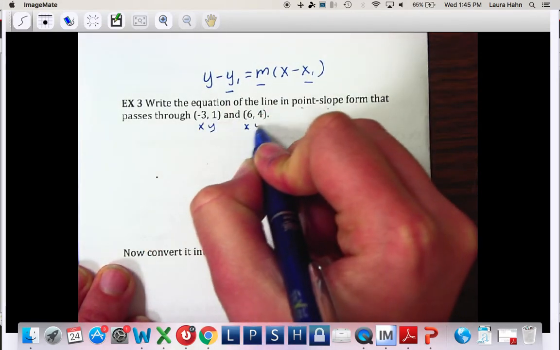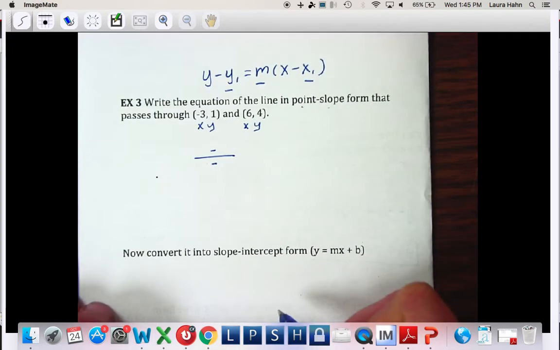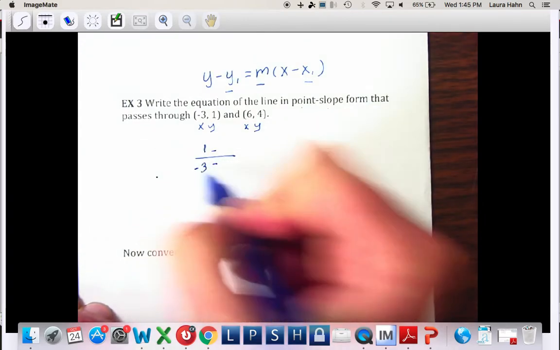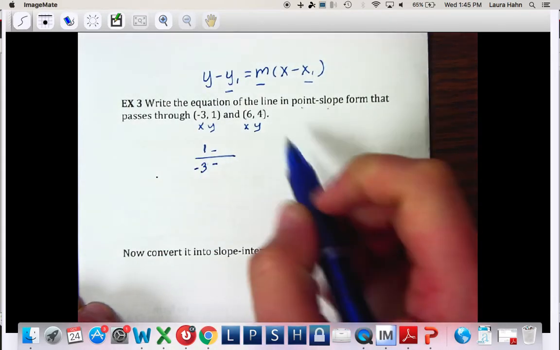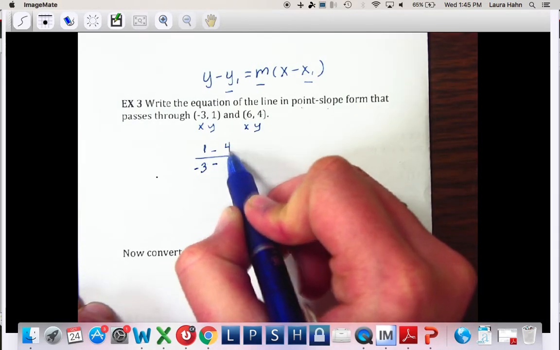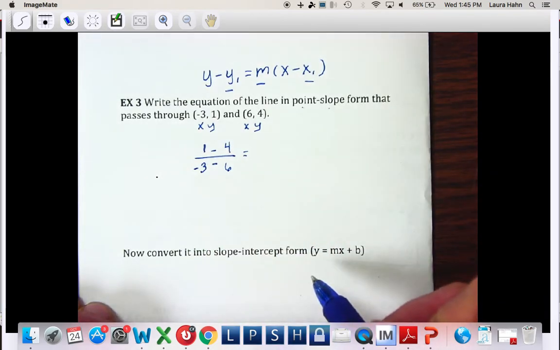So that's when we put our fraction bar with the minus on top and bottom. We know y's rise, so this 1 goes on top. The -3 has to drop below it. Next point. This y has to go on top, which is a 4, so that 6 has to drop below it. All right, from here we calculate.